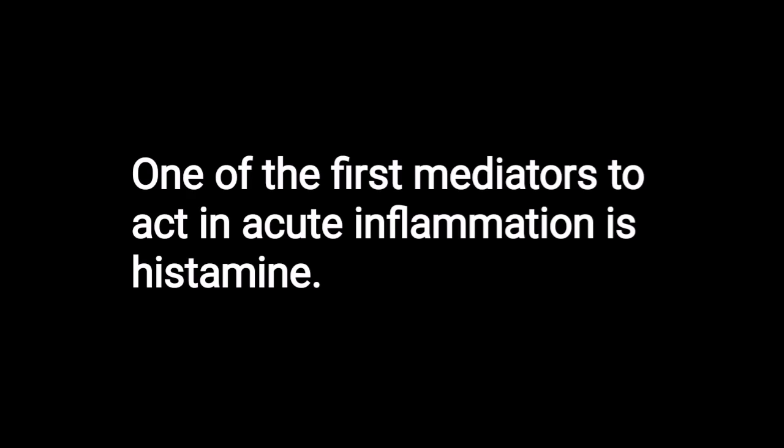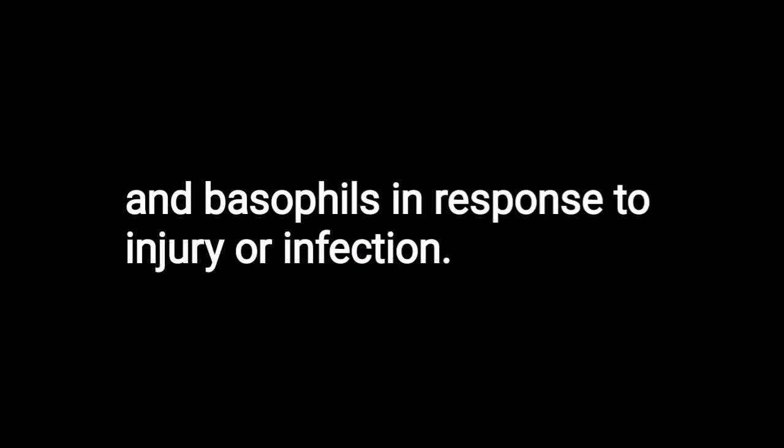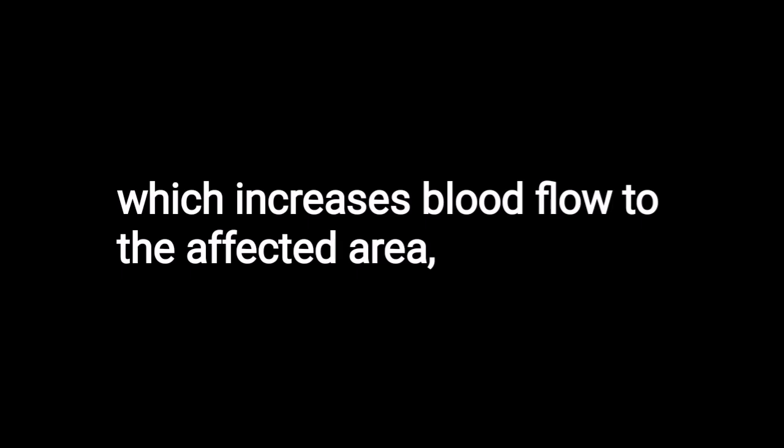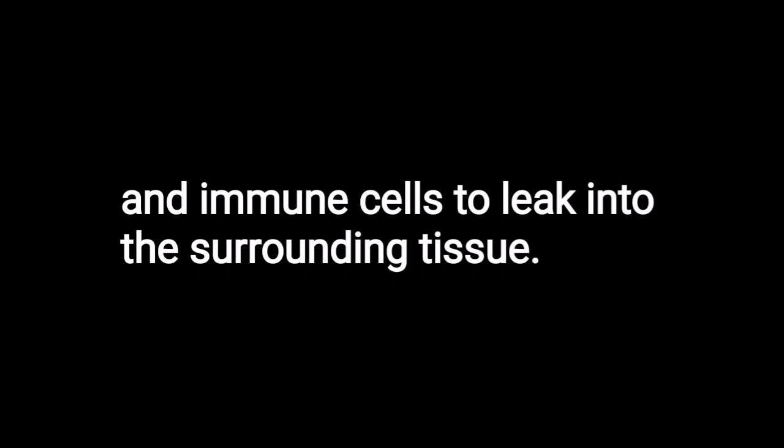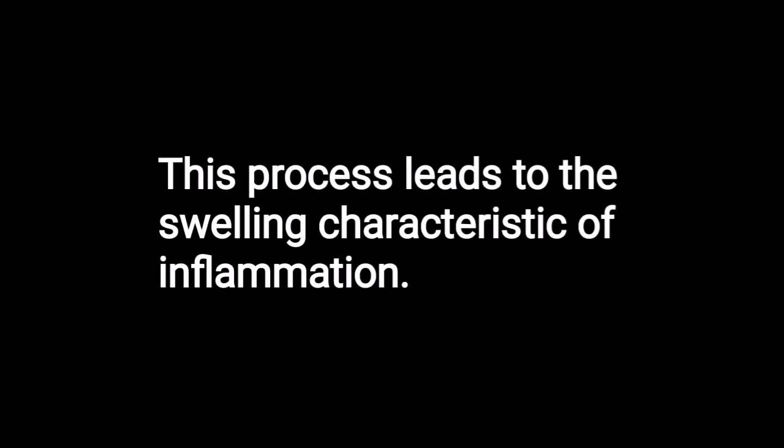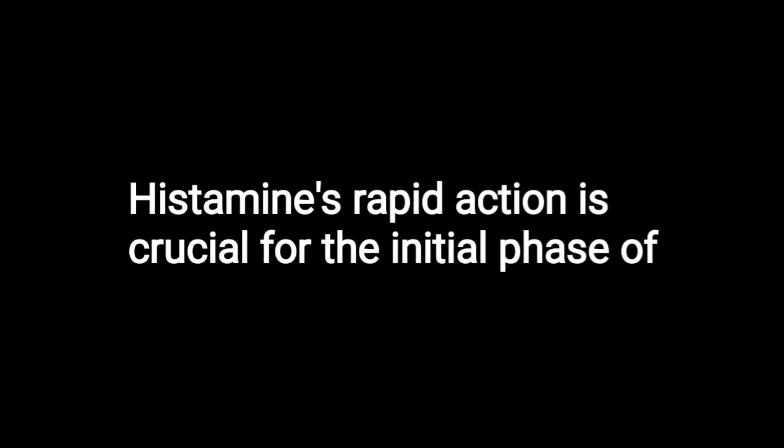One of the first mediators to act in acute inflammation is histamine, which is primarily released by mast cells and basophils in response to injury or infection. Histamine promotes vasodilation, which increases blood flow to the affected area, resulting in redness and warmth. It also increases the permeability of blood vessels, allowing plasma proteins and immune cells to leak into the surrounding tissue. This process leads to the swelling characteristic of inflammation. Histamine's rapid action is crucial for the initial phase of the inflammatory response.